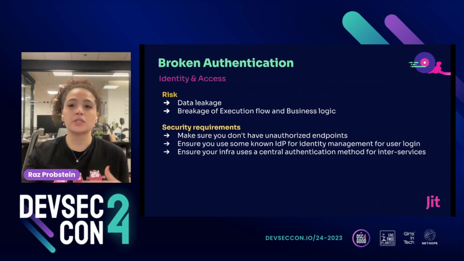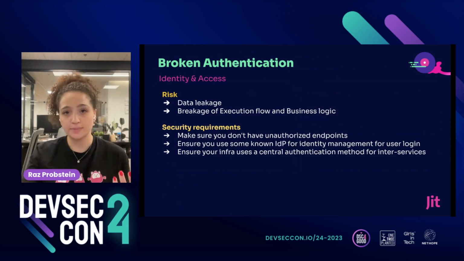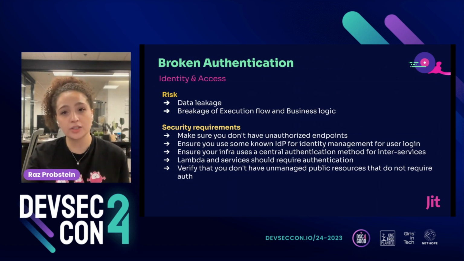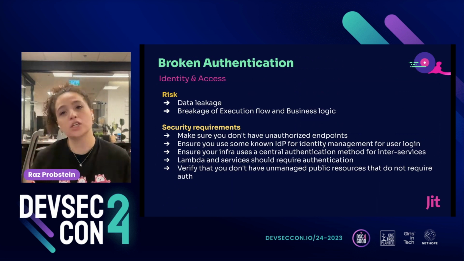If something happens, we want to make sure that the data flow is secured. Lambda and services should require authentication, and we need to verify that we don't have any unmanaged resources like S3 buckets or IP addresses. By doing this, we're making sure that nothing can penetrate our app from the outside world.